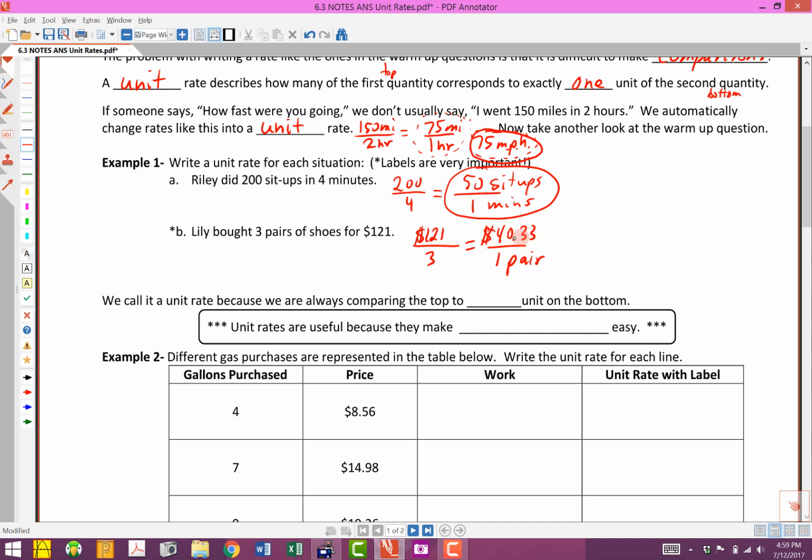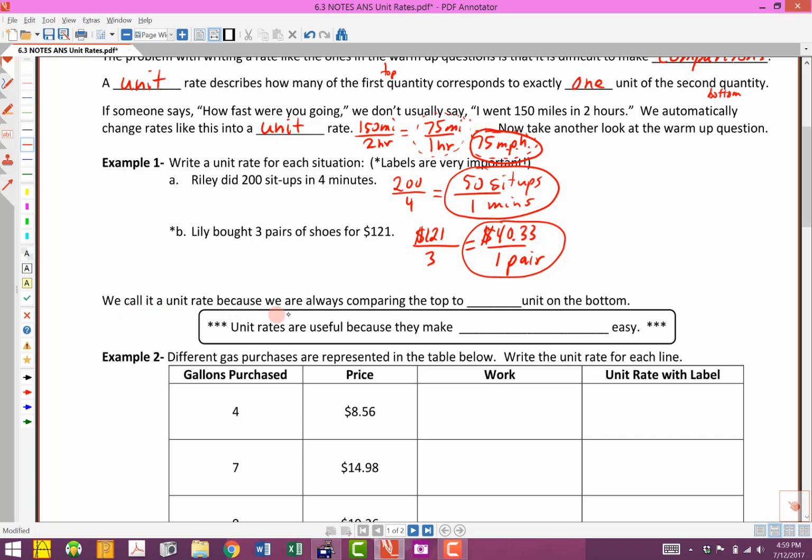So this is $40.33 per pair. Okay, and then you could make a comparison. If a friend of yours got a pair of shoes for $45, you got a better deal. If another friend got a pair of shoes for $28 a pair, they got the better deal.